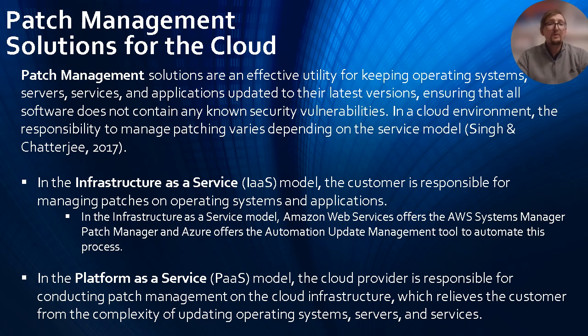In a cloud environment, the responsibility to manage patching varies depending on the service model. In the infrastructure as a service model, the customer is responsible for managing patches on operating systems and applications. In this model, Amazon Web Services offers the AWS Systems Manager Patch Manager, and Azure offers the Automation Update Management tool. In the platform as a service model, the cloud provider is responsible for conducting patch management on the cloud infrastructure, which relieves the customer from the complexity of updating the operating system, servers, and services.